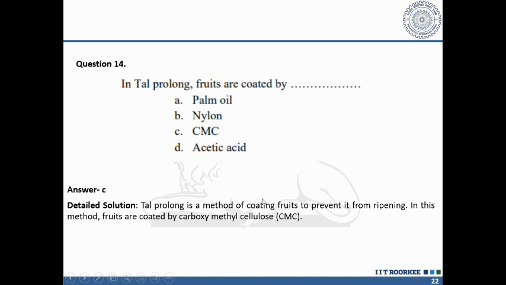Tal Prolong is a method of coating fruits to prevent their ripening. In this method, fruits are coated with carboxymethyl cellulose, which is a kind of biopolymer that we make into a coating agent and apply on the fruit. It prevents the ripening process because there will be no production of ethylene, and no extra gases like oxygen or carbon dioxide. The fruits are protected from the outer environment, so they can be stored for a longer time. So option C is the correct answer. You have all given the correct answer.